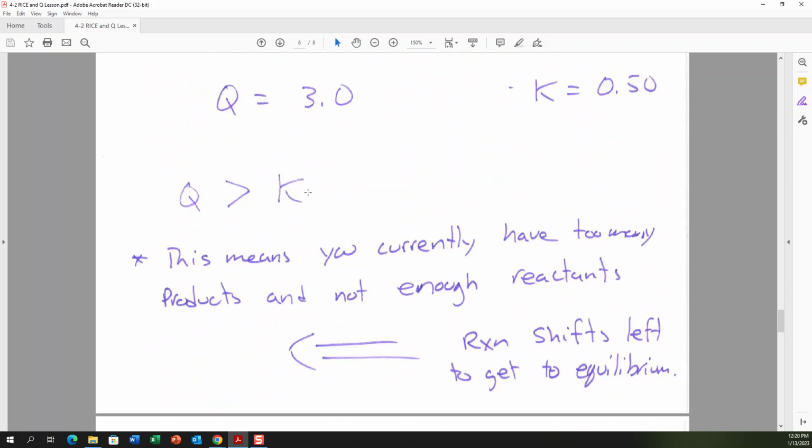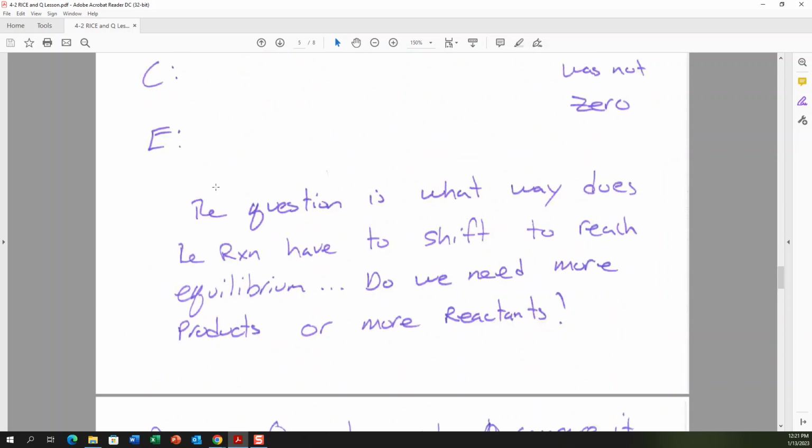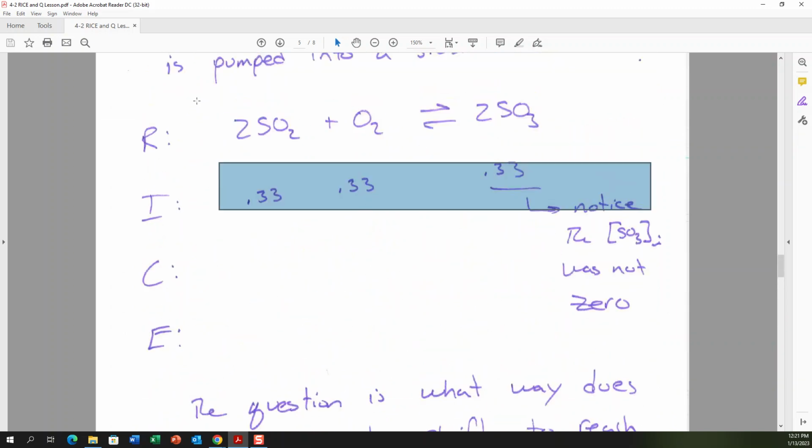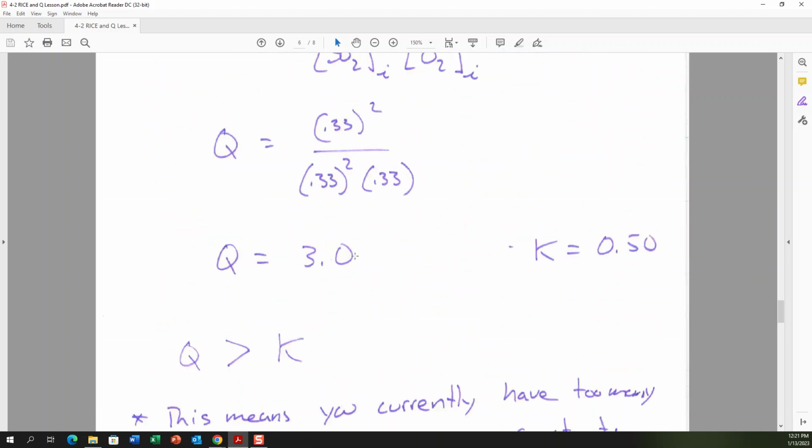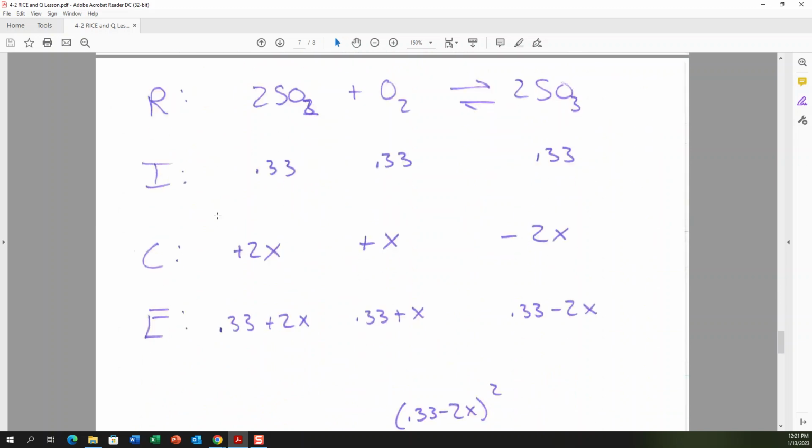So what does Q being greater than K mean? It means you have too much product. So at this point, our current position of the reaction, we have too much product and not enough reactant. So in order to reach equilibrium, we need more reactant and less product. So what does that mean? It means the reaction is going to shift to the left. So we're going to lose product and gain reactant. So now we're going to have a RICE chart where we're doing plus x on the reactant side and minus x on the product side.